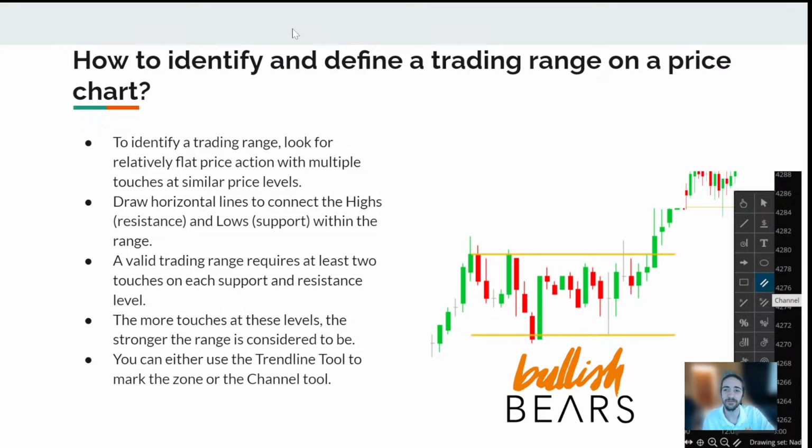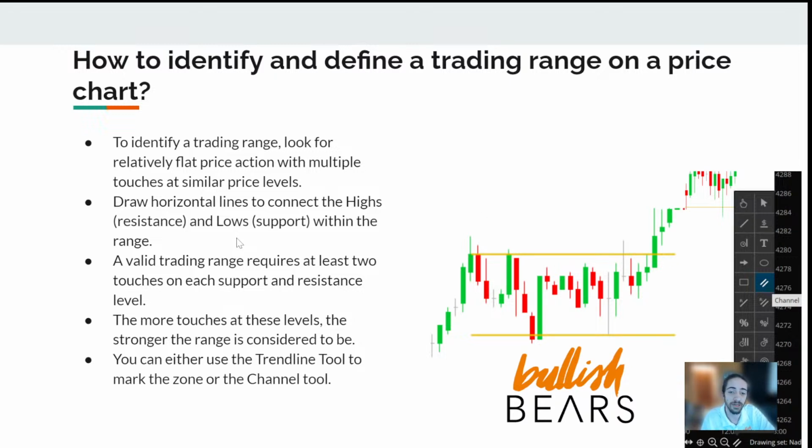So, how to identify and define a trading range on a price chart. To identify a trading range, look for relatively flat price action with multiple touches at similar price levels. So here we have touch 1, 2, 3, and then this is even 4. And then down here we have 1 and 2. So obviously we're getting more touches near the top. We're drawing liquidity from this top channel, looking to break it higher.